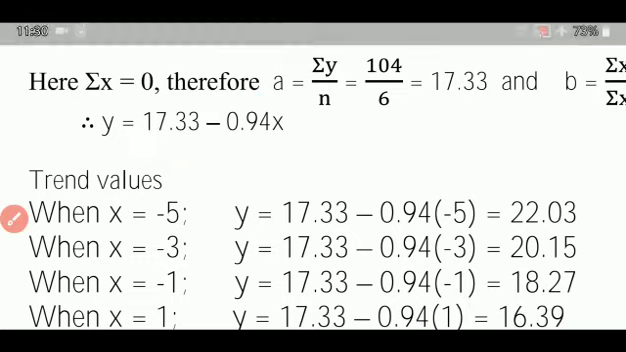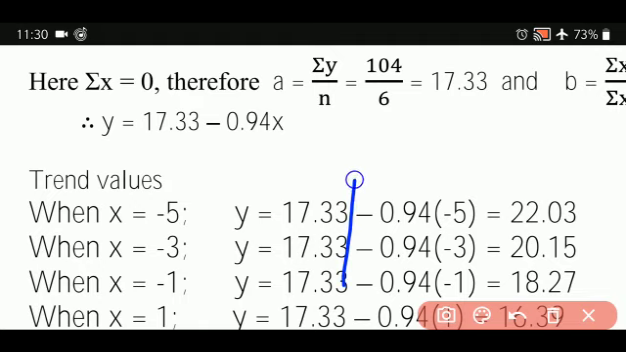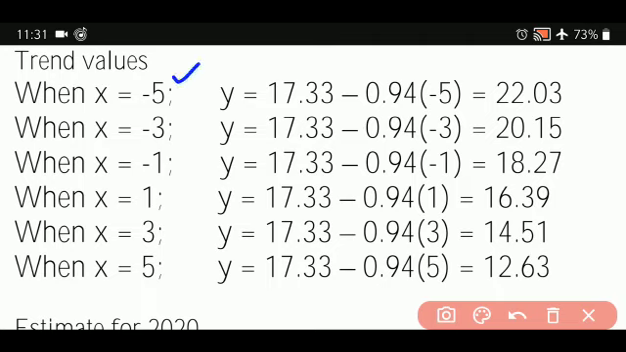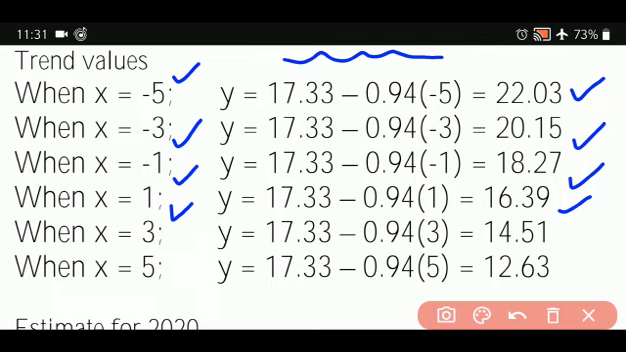Now in the question they have asked, please find the trend values, meaning we have to find the trend values for each and every year, right from the beginning till the end. So when x is equal to -5, you substitute in the same equation, take a calculator, and the final trend value is going to be 22.07. When x is equal to -3, the trend value will be 20.15. When x is equal to -1, it will be 18.27. X is equal to 1, 16.39. When x is equal to 3, it's going to be 14.51. X is equal to 5, 12.63.